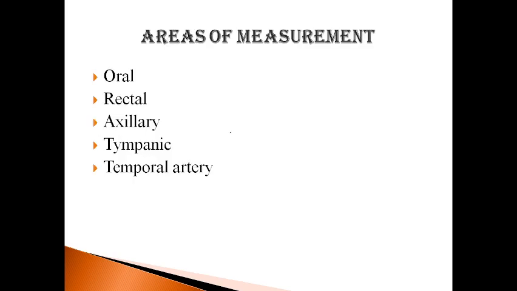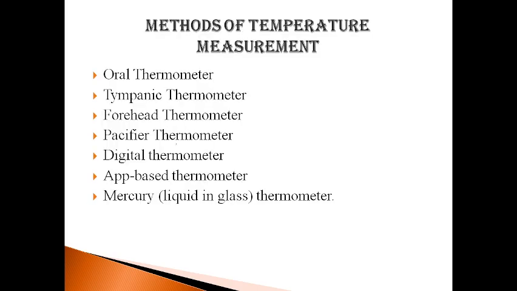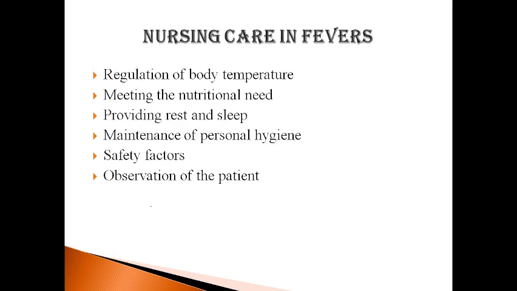Areas of measurement: we measure the temperature in the body through these areas: oral, rectal, axillary, tympanic, and temporal artery. Methods of temperature measurement: the temperature is measured by the thermometer. There are various types of thermometer, namely oral thermometer, tympanic thermometer, forehead thermometer, pacifier thermometer, digital thermometer, app-based thermometer, mercury thermometer.